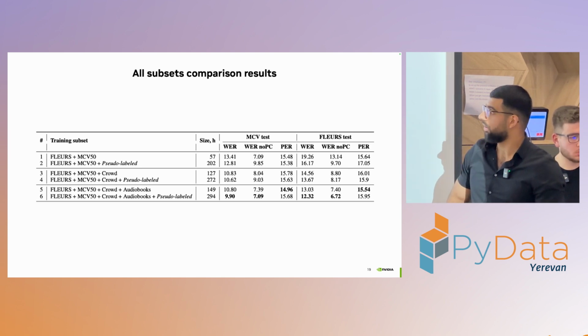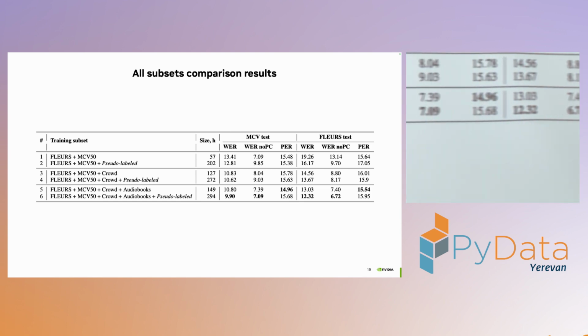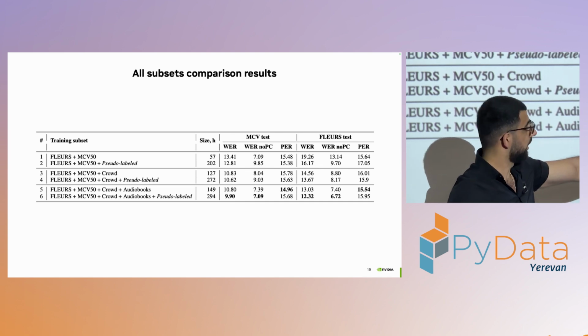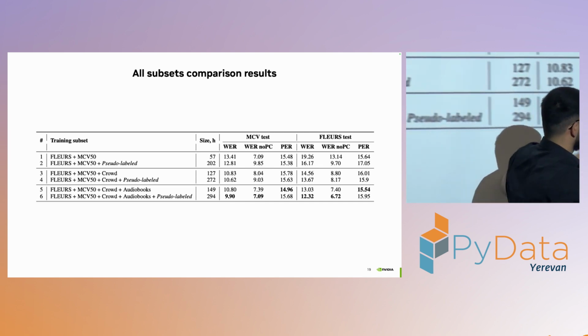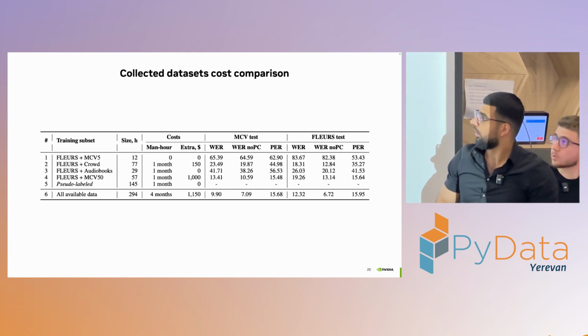Here we can see just the results with the pseudo-labeled data. When we add this on top of whatever we had, we get much better results. This is like a 10% improvement over this. But I don't know if we have this in the appendix regarding the POI, I believe.